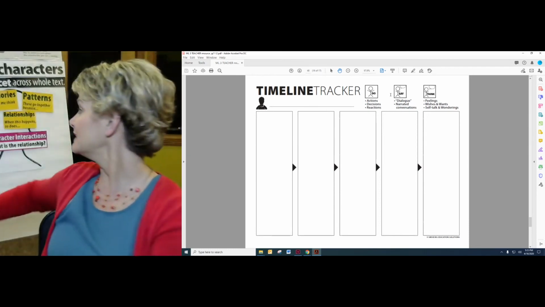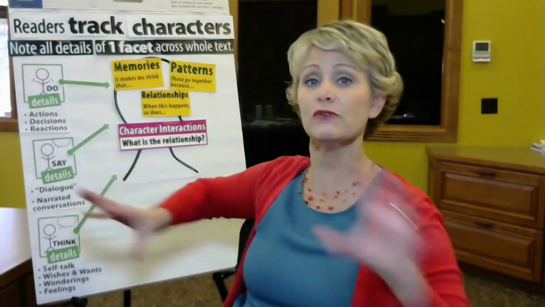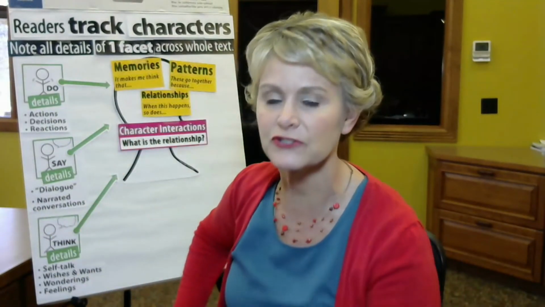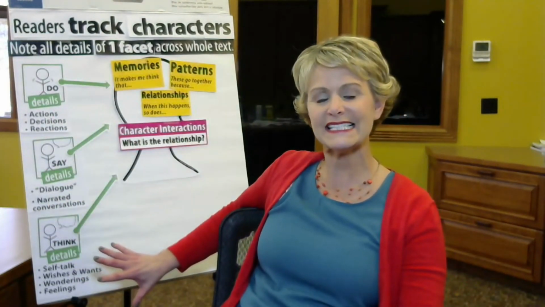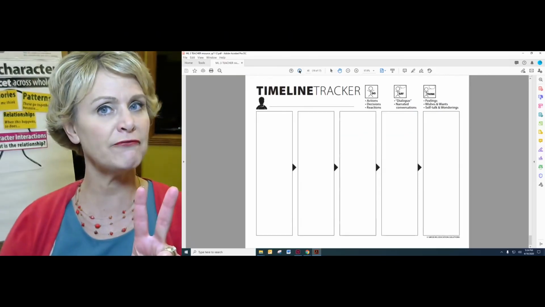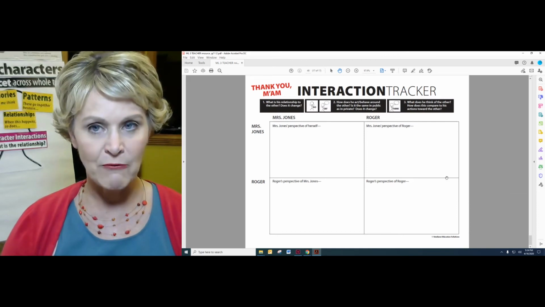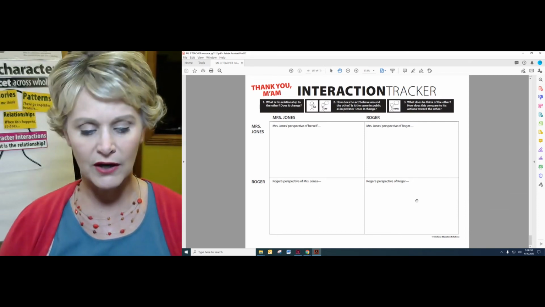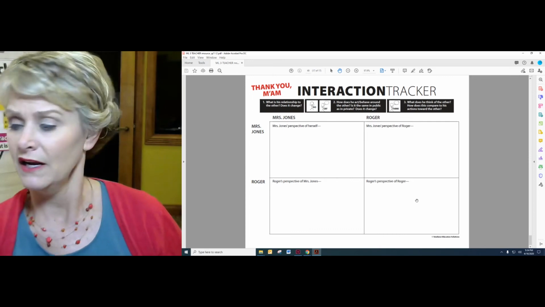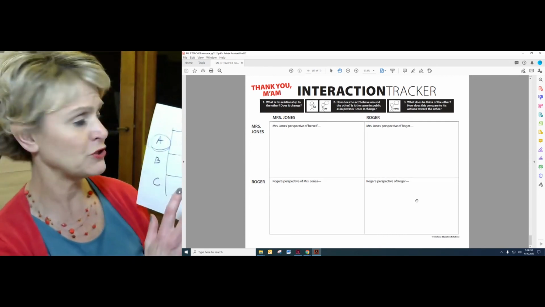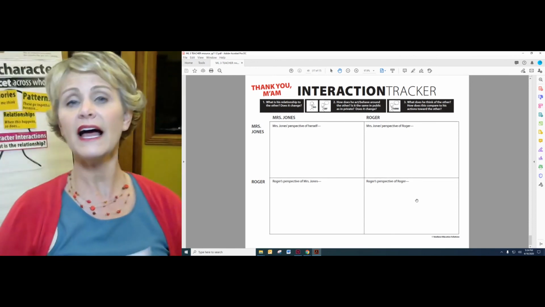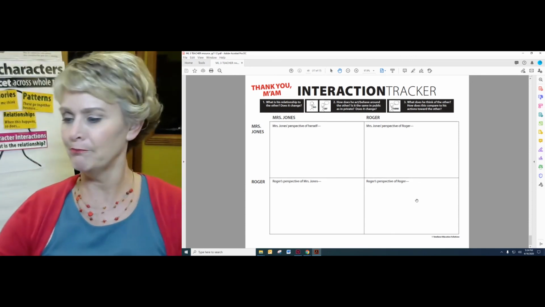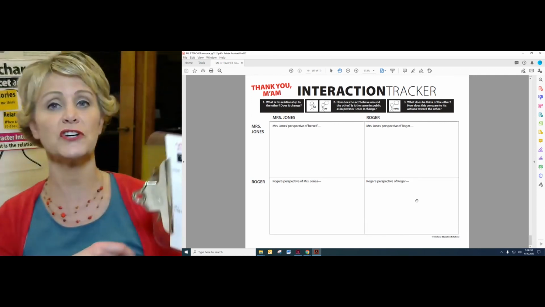You can't talk about the relationship of 2 characters if you don't understand the main character. So you cannot skip this part. You have to know what she did, said, and thought in general in order to then do the second part. This is a twofer on this lesson. Then I want you to fill out the interaction tracker, or make your own. Yours wouldn't have 3, it would just have 2: a Mrs. Jones and a Roger. And all I want you to do is start to bullet out, just like we did with the carpet fitter.